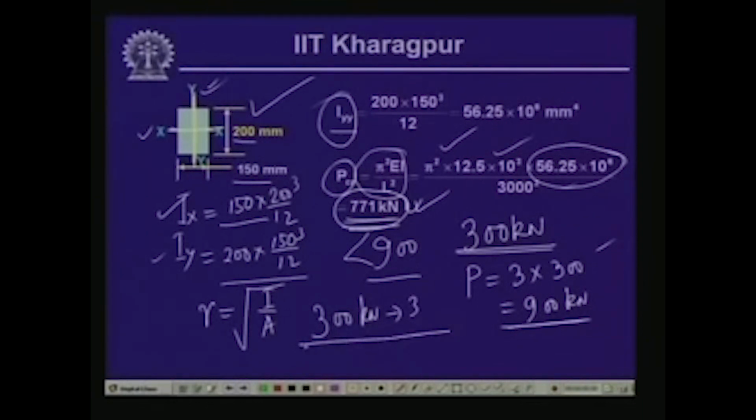So, to fulfill these two aspects, that means applying a load of 300 kilonewton with a factor of safety of 3 will not be appropriate for this section, or this section will not be able to carry that load. Now, if you have to satisfy that, that means you will have 300 kilonewton load on the member with a factor of safety of 3. Naturally then you will have to change the cross sectional area, you will have to go for higher cross sectional area, so that you can satisfy this particular criteria.